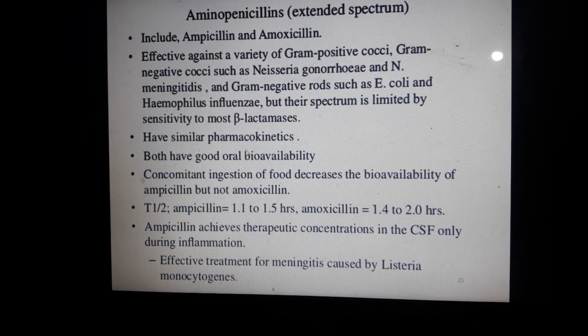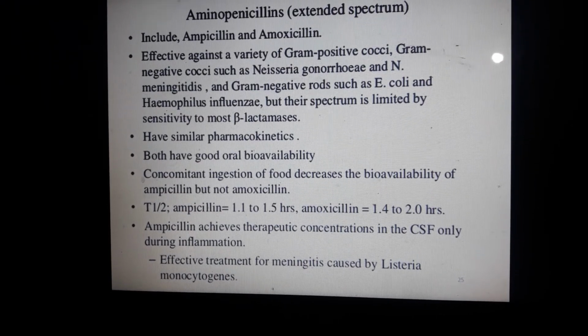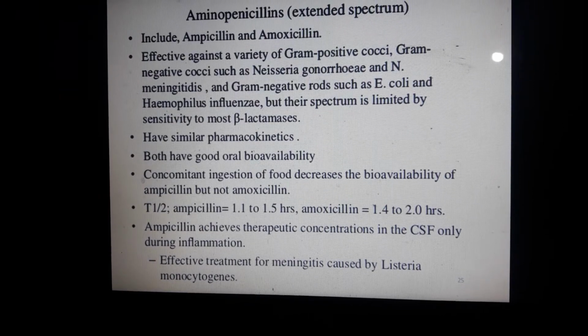Pharmacokinetics usually refers to the absorption, distribution, metabolism, and excretion processes. That is pharmacokinetics. They have good oral bioavailability. However, concomitant ingestion of food will decrease the bioavailability of ampicillin but not amoxicillin.